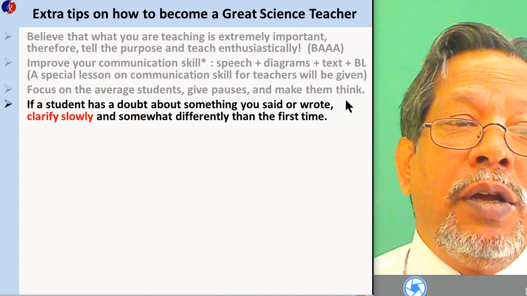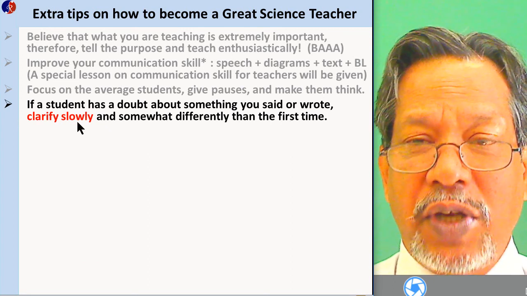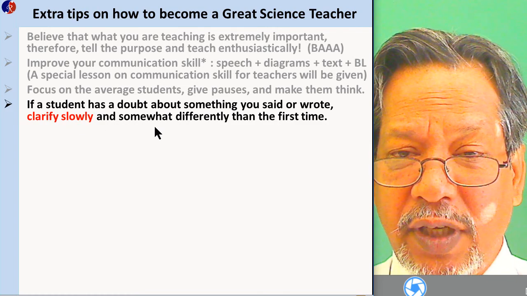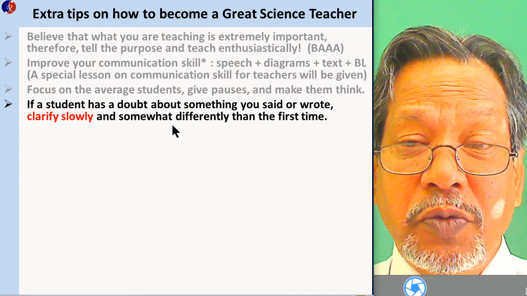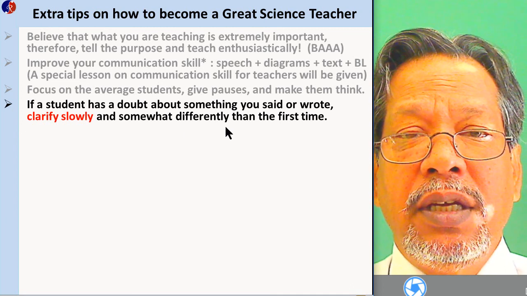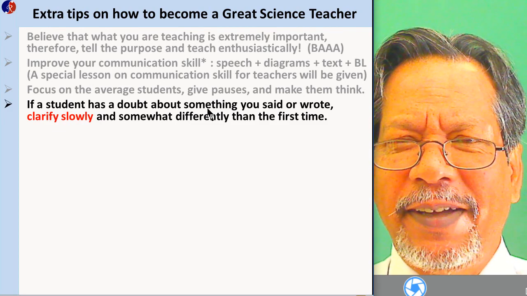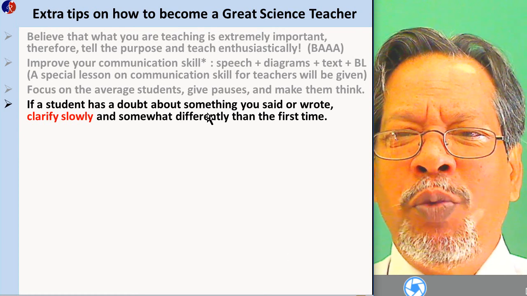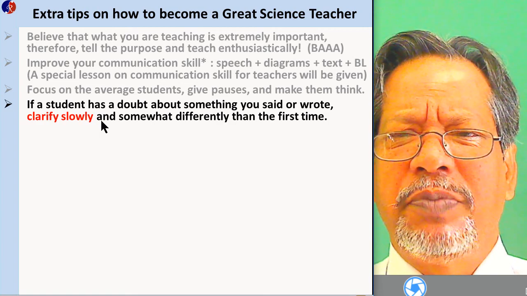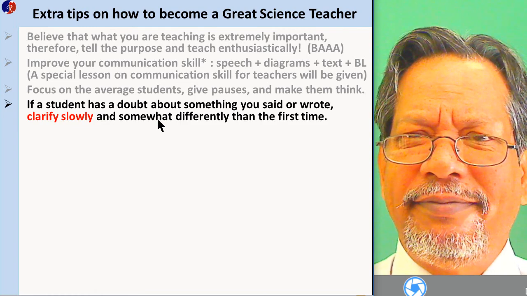Okay? All right. If a student has a doubt about something you said or wrote, clarify slowly using a different kind of diagram, different kind of explanation with similarities with something they already know. Analogy, okay? Do not keep repeating the same explanation again. It doesn't get better, okay? If they have not understood one way, make it simpler, slower, with examples, with exact numbers maybe. Okay? All right. You can do it.